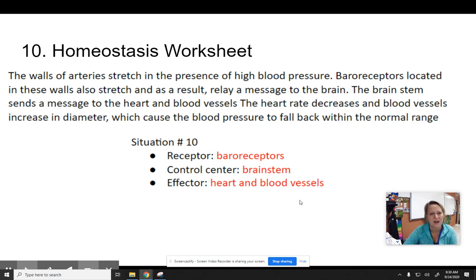So that's negative feedback. The baroreceptors were the ones that detected the change. The control center was the brainstem because the brainstem is going to send the message to the heart and blood vessels. So they are going to affect the heart and blood vessels. So the effector are those. So I hope that helps you to understand how the receptor, the control center, and the effector work together to maintain homeostasis.